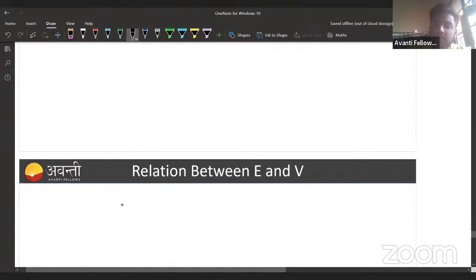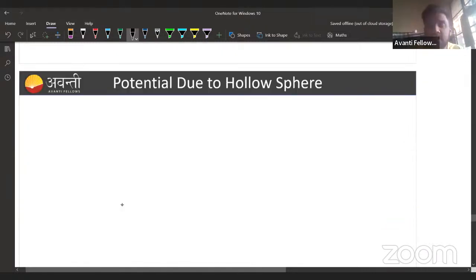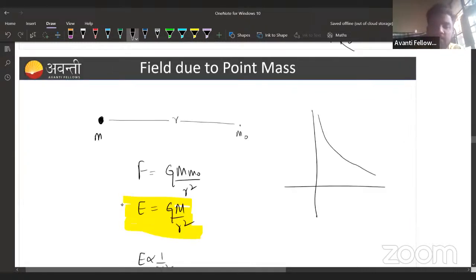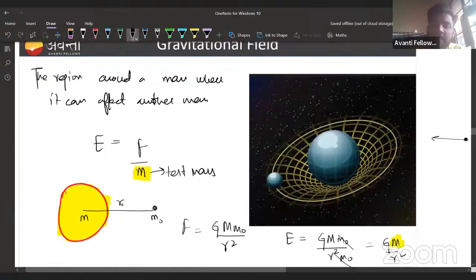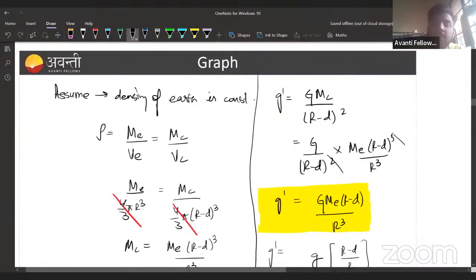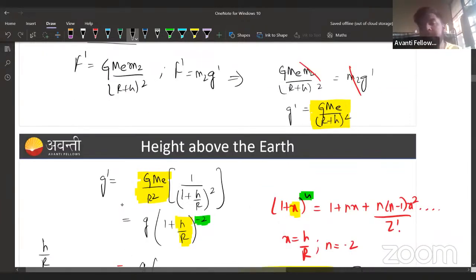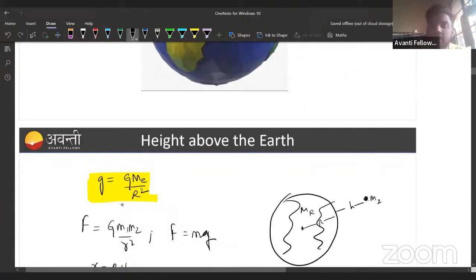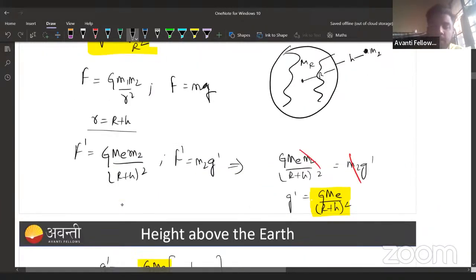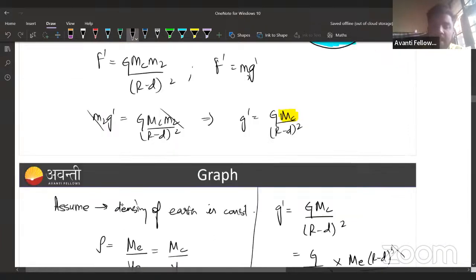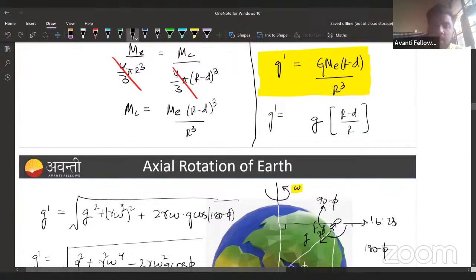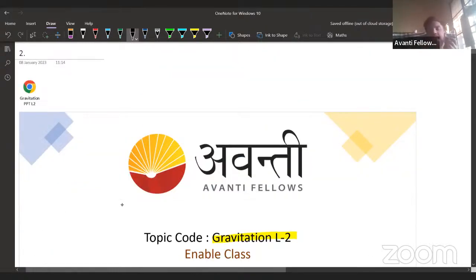What we studied today, we studied gravitational fields for various objects. What is the concept of gravitational field, and what if we go above the height and below the earth by digging a tunnel of depth d? So two formulas we derived and we solved the question, and we saw what happens due to axial rotation. So hopefully this class is clear.